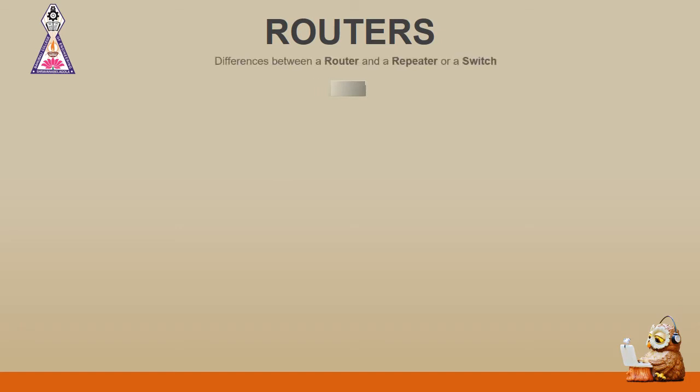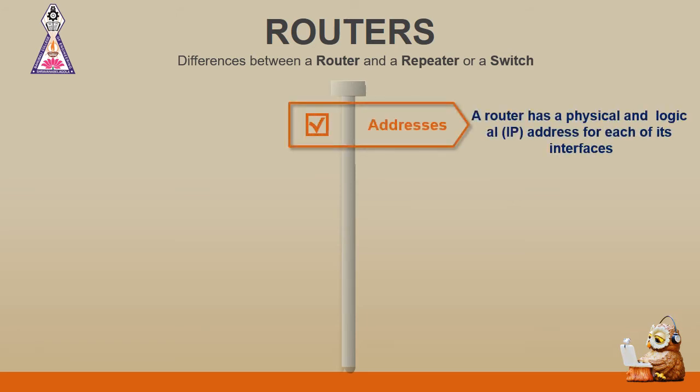So coming to the router, as I have already mentioned, I will not go in depth regarding the router functionalities. Now we shall just compare the functionalities of the router with respect to the repeaters or the switches which we have already considered. There are three major differences which we will be looking at. The first difference is in terms of the addresses. A router has a physical address as well as a logical address for each of its interfaces. The term interface here is nothing but the point at which a device is connected to it, sometimes also referred to as a port.